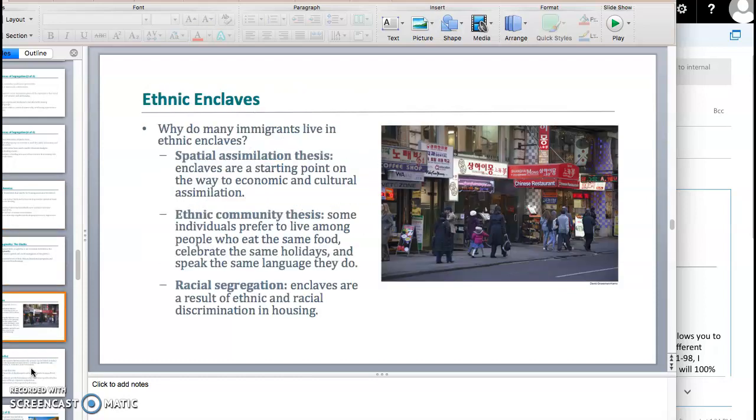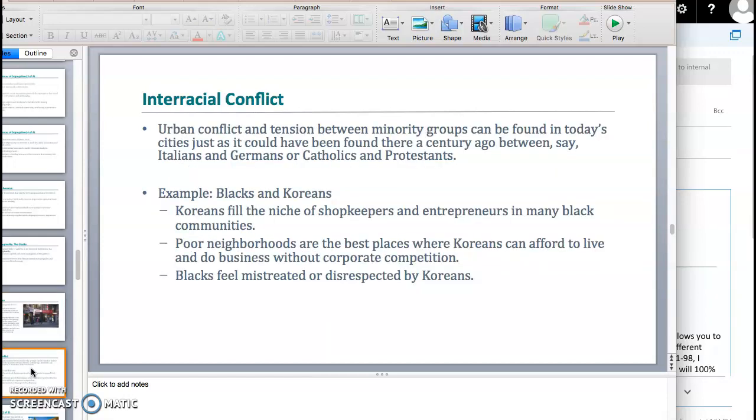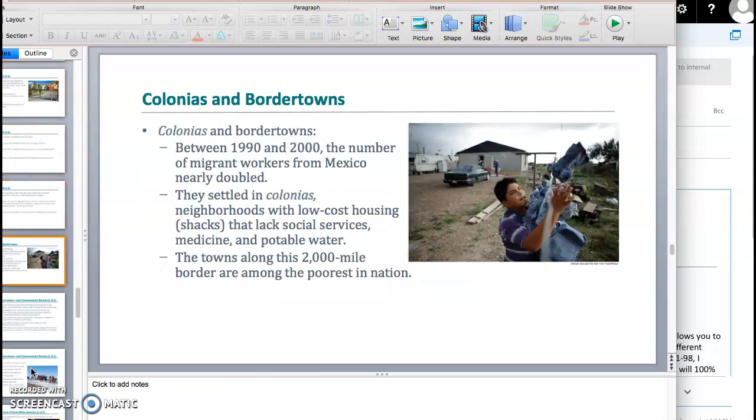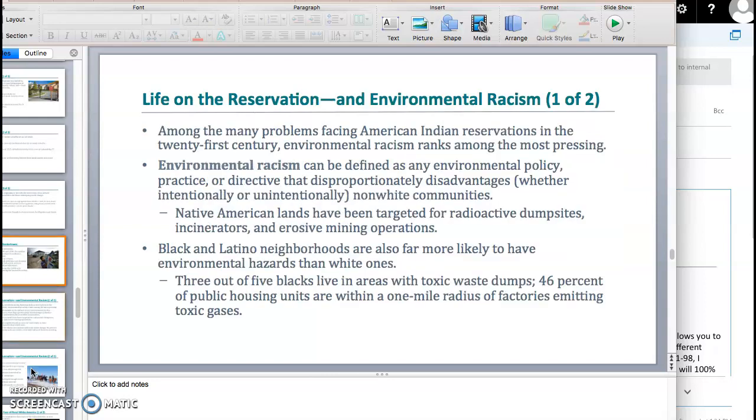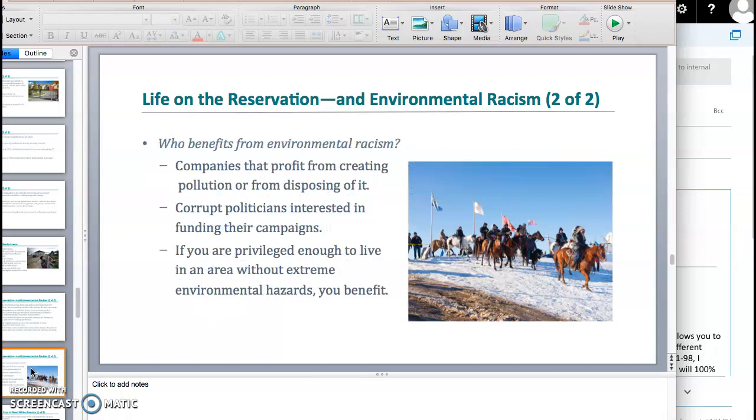Going to the enclaves, we know Chinatown in New York, Little Korea, Little Africa, different places. People went there in order to have community, and in a lot of cases to feel safe. I'm just going through this. Border towns, which you will read about. Life on the reservation. I am going to post two videos. You don't have to look at them, but for your own information, I'm going to post Bloods and Crips Made in America, and a video on border towns.